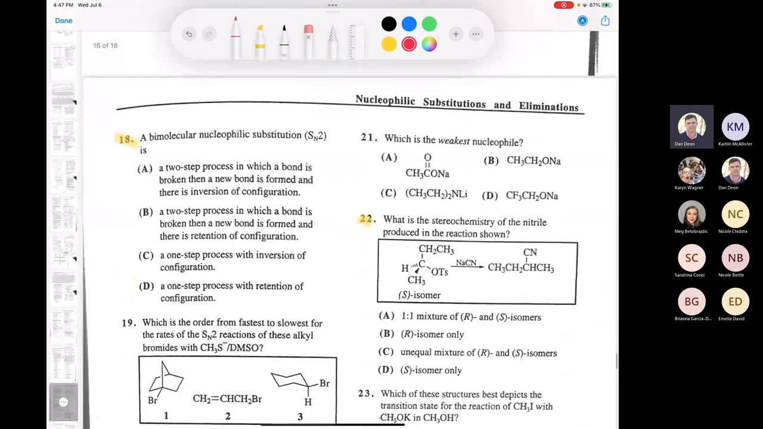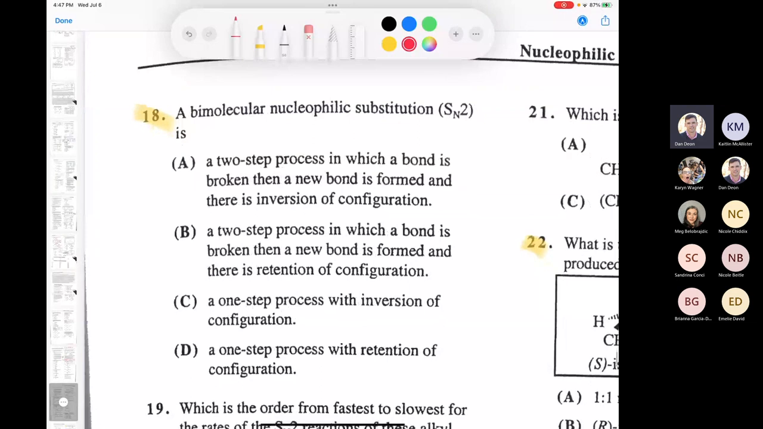Another question about SN2 reactions. Let's take a look. SN2 reactions are something that is introduced in Organic Chemistry 1, but we saw them Avogadro's number of times in Organic Chemistry 2. It says a bimolecular nucleophilic SN2 reaction is: A, a two-step process, bond broken, bond formed, inversion of configuration. B, two-step process, bond broken, bond formed, retention of configuration. C, it's one step, inversion of configuration. And D, one step with retention. Could anybody answer this one?